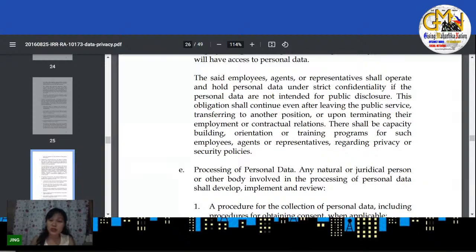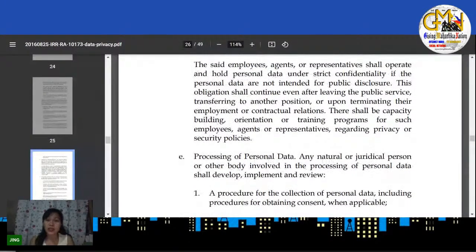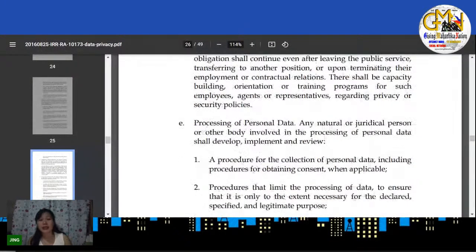This obligation shall continue even after leaving the public service, transferring to another position, or upon terminating their employment or contractual relations. There shall be capacity building, orientation, or training programs for such employees, agents, or representatives regarding privacy or security policies. Letter E. Processing of personal data.